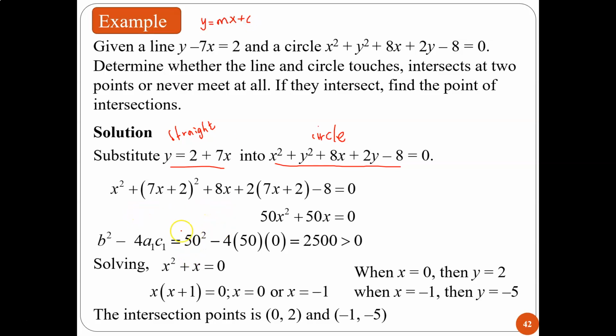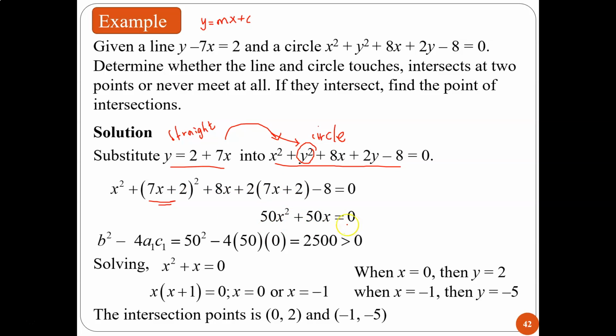Okay. So you're going to substitute this into this. When you substitute y equals 2 plus 7x into this y, you have this equation. When you expand and simplify it, you get this one: 5x squared plus 50x equals 0.